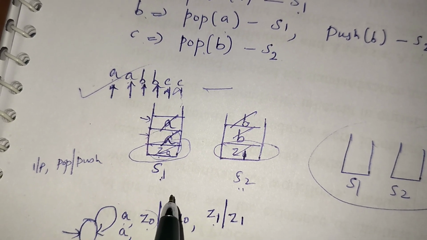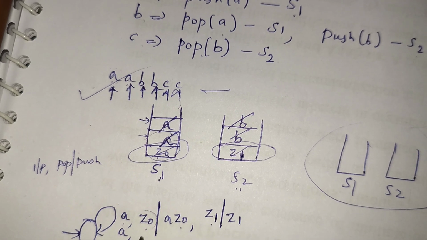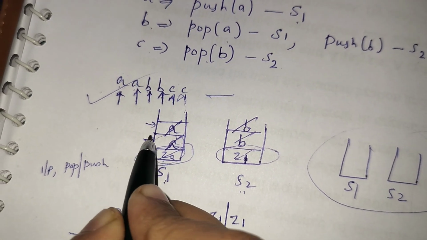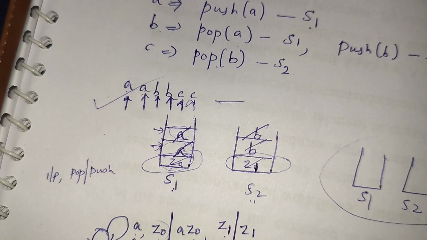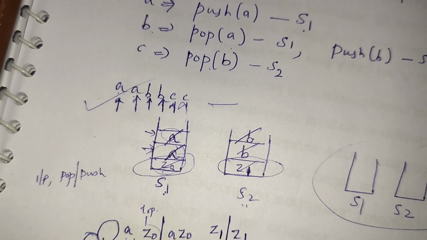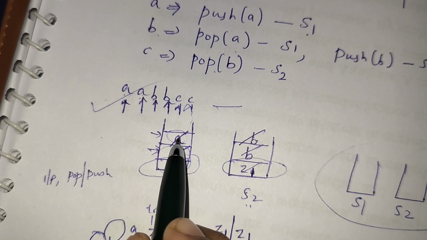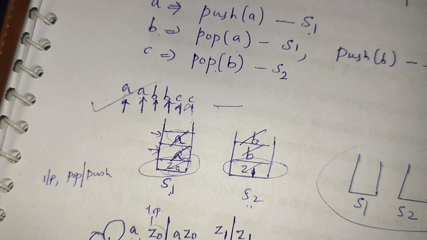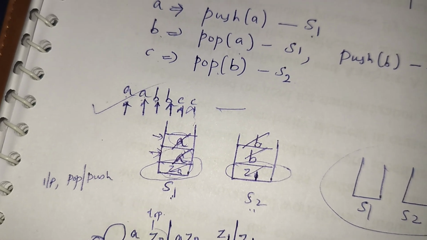I need to push A to the stack. Now the top of the stack contains A. Before pushing the second A, the top of the stack is A. After pushing A, the stack contains two symbols A. And we are not doing anything for the second stack.